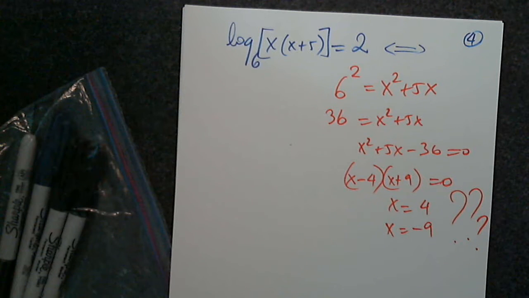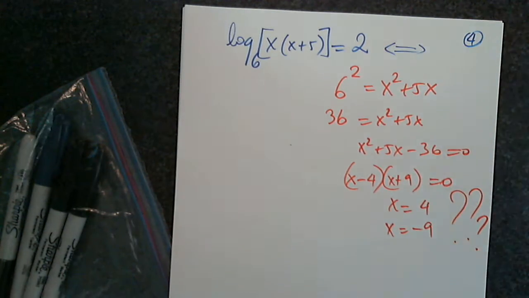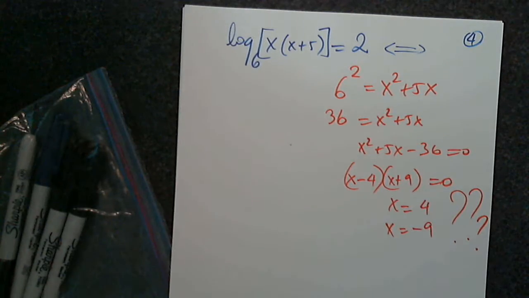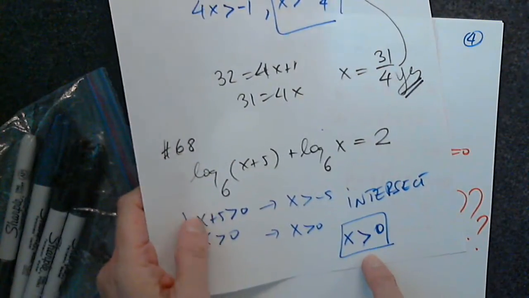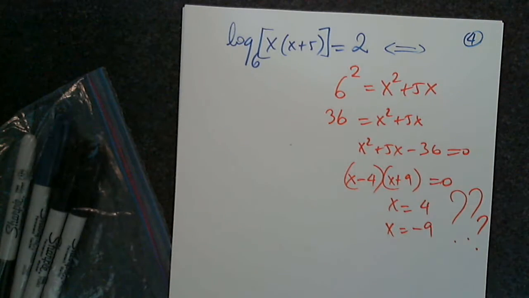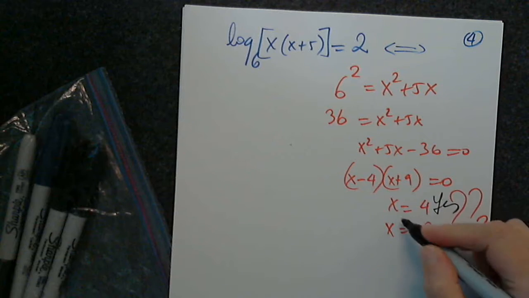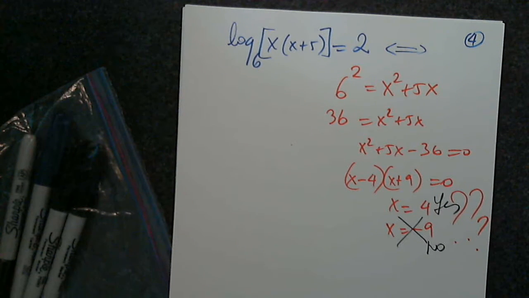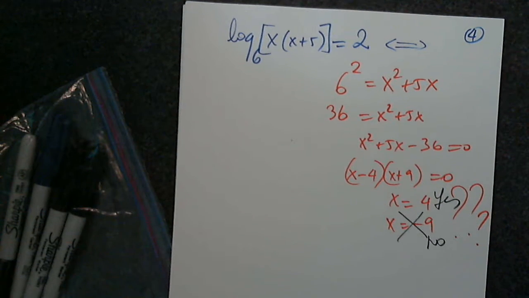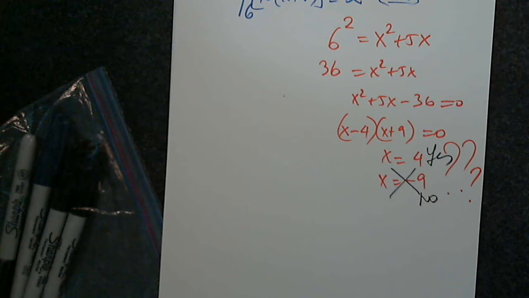So now let's go back to our restrictions. What did we say? It cannot be negative. Exactly. Because the intersection of the two domains, the common domain, was this. Which means which solution is accepted, which one is not. You don't have to go back and check because we stated the domain. Well done.